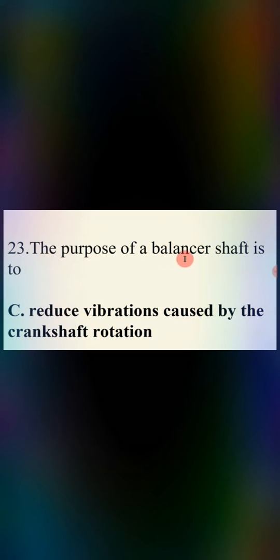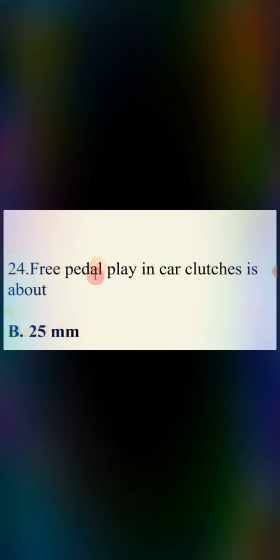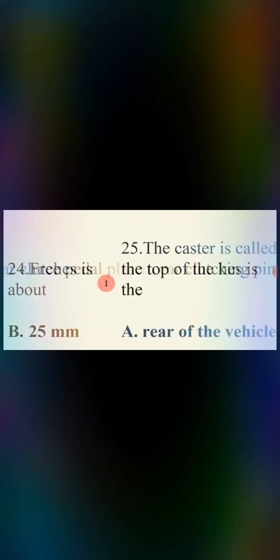The purpose of a balancer shaft is to reduce vibration. So the balancer shaft's purpose is to reduce vibration caused by the crankshaft rotation. Free pedal play in a car clutch is about 25 mm.